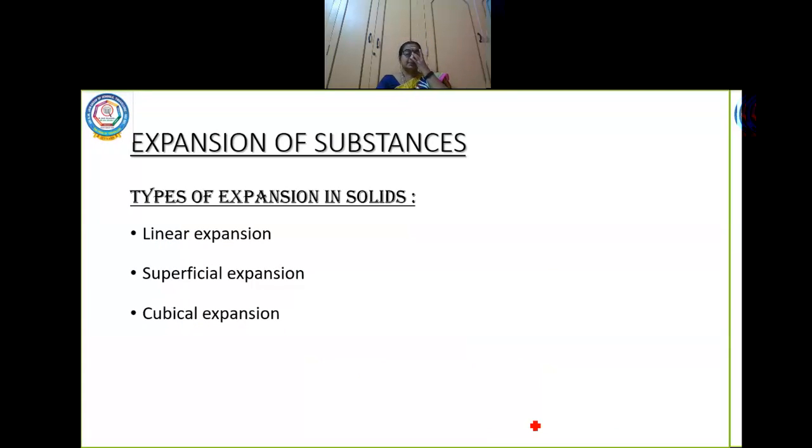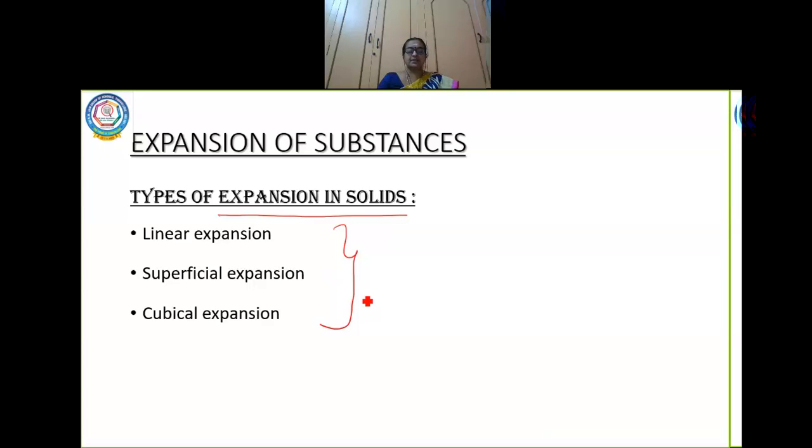Now we are going to talk about expansion in solids. This is our first topic, expansion in solids. There are three types of expansion in solids. The first one is linear expansion, the second one is superficial expansion, and the third one is cubical expansion.